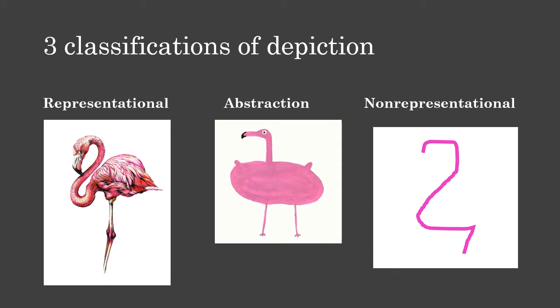And if you saw just that pink squiggle without the context of flamingo, I don't think anyone would really guess flamingo very quickly or maybe ever, right? So that's a non-representational image depicting flamingo. It doesn't really represent the actual animal, and the viewer needs context to understand the depiction.